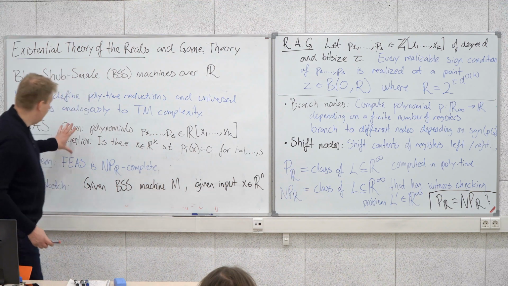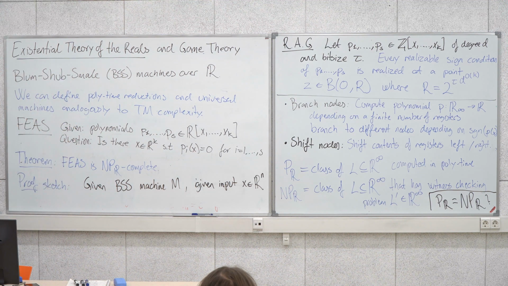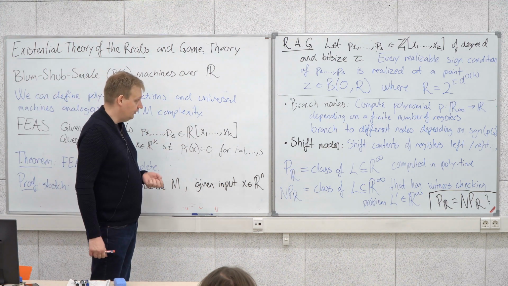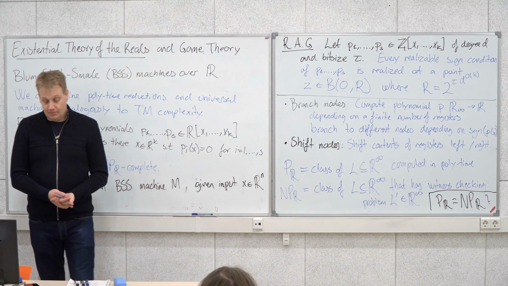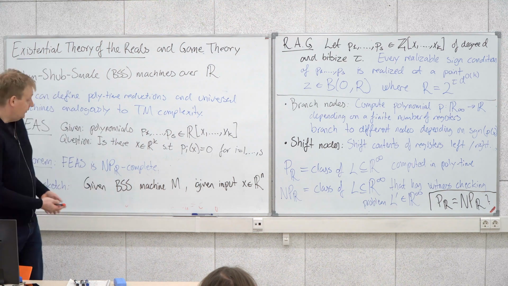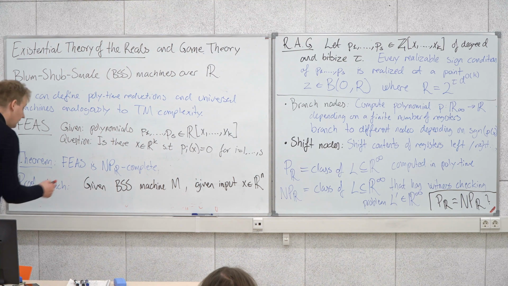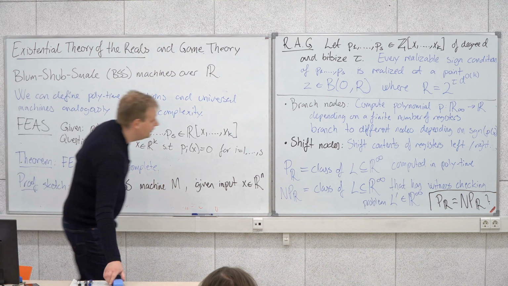So we need to define some polynomials. That means we need to define some variables, and we need to define some equations. So how should we represent the computation? We want to represent by variables the content of each register at each time step. So let me erase some stuff over here.